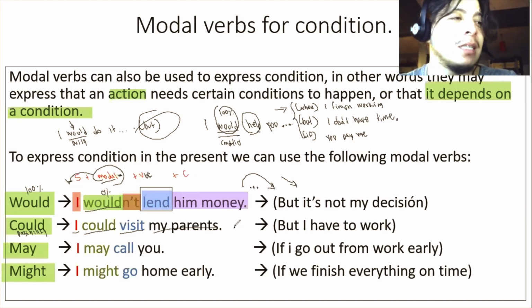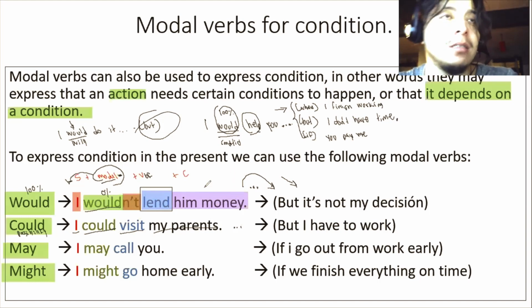Puede estar implícita o puede estar explícita, pero cuando yo uso esto puedo estar diciendo yo lo haría, yo podría visitarlos o yo los visitaría, pero hay una parte oculta, que hay una segunda parte del trato de la que no estamos hablando. Hay una condición, ¿ok?